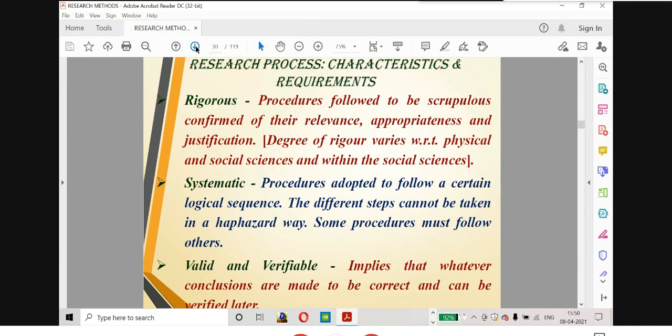Then valid and verifiable. This is always required. It implies that whatever conclusions are made must be correct and can be verified later. So one has to verify. One has to stand for test. So your research outcome can be tested at any time.